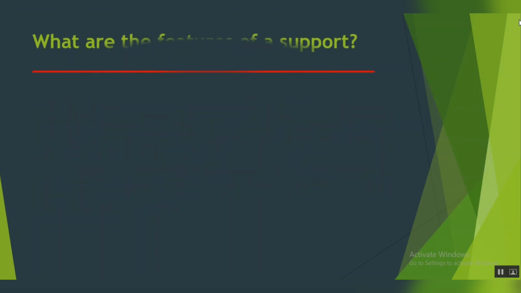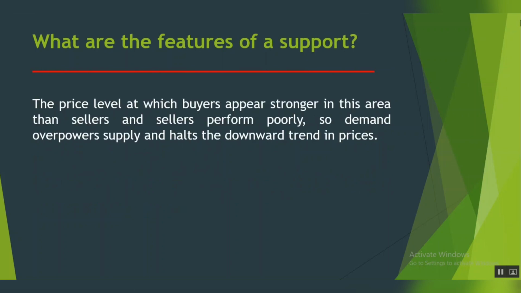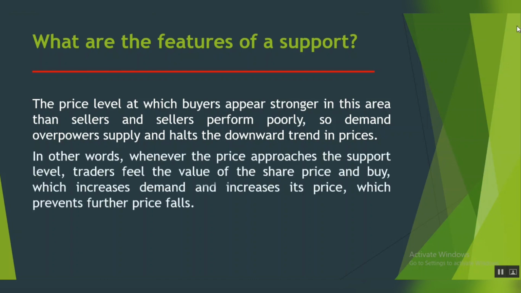What are the features of a support? The price level at which buyers appear stronger in this area than sellers, and sellers perform poorly, so demand overpowers supply and halts the downward trend in prices. In other words, whenever the price approaches the support level, traders feel the value of the share price and buy, which increases demand and increases its price, which prevents further price falls.